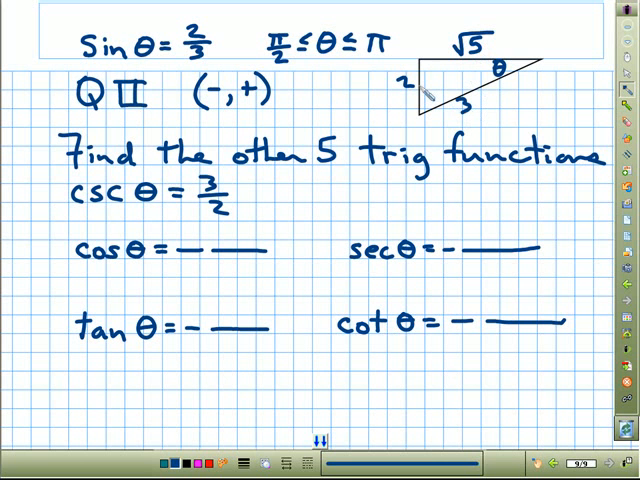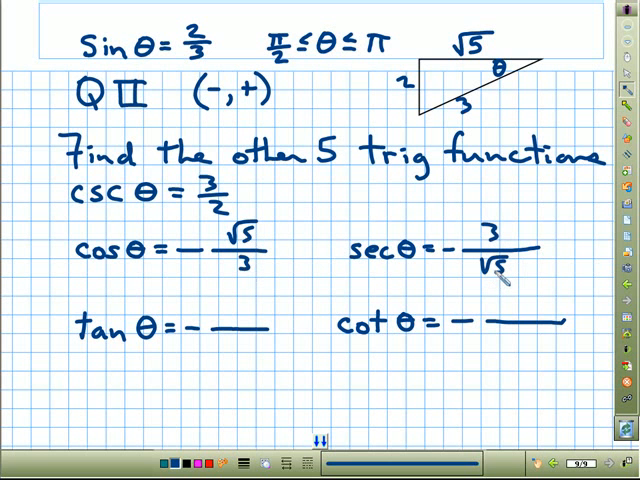Okay, so here's what we do now. We just look at the ratios. The cosine is adjacent over hypotenuse. So this is the square root of 5 over 3. And there we're finished with that one. Now secant is 3 over the square root of 5. Right, it's negative in front.